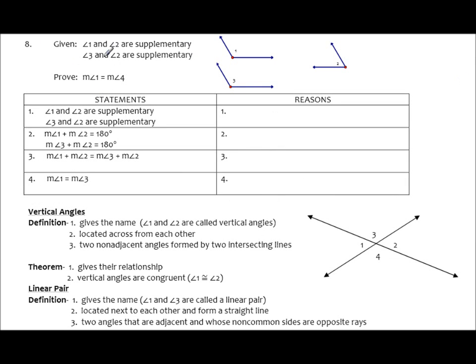Okay, for our next proof, we have that angle 1 and 2 are supplementary. That was given to us. And then we have that the measure of angle 1 plus the measure of angle 2 equals 180. If 1 and 2 are supplementary, and then we take what supplementary means and put it into an equation, supplementary means two angles that add up to 180. All we've done is we've defined supplementary. So that's the definition of supplementary.